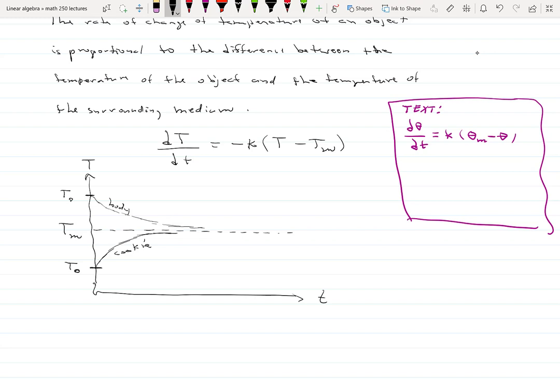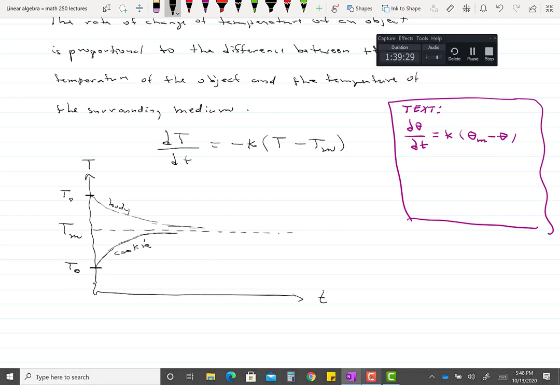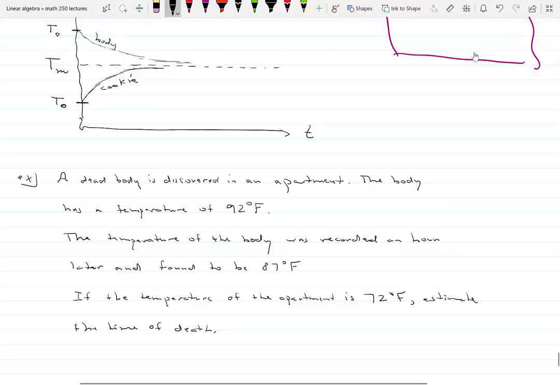Okay, I want to solve one application problem by Newton's law of cooling, and then we'll call it quits for this video segment. So here's our last problem.